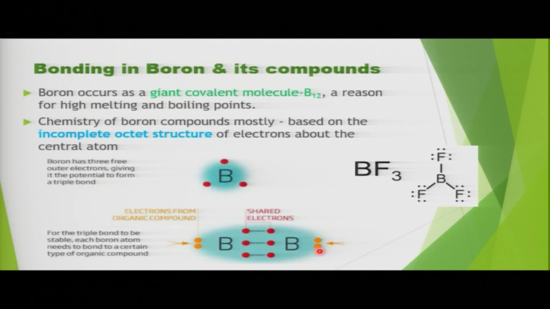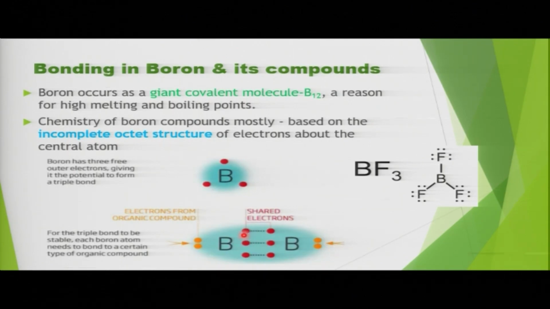What do I mean by the octet? Octet is just the word, it means 8. So when we talk of the octet structure, we mean the atom should be surrounded by 8 electrons. As you can see, when they are shared, if I use this example of that boron, it has 1, 2, 3, 4, 5, 6, 7, 8.